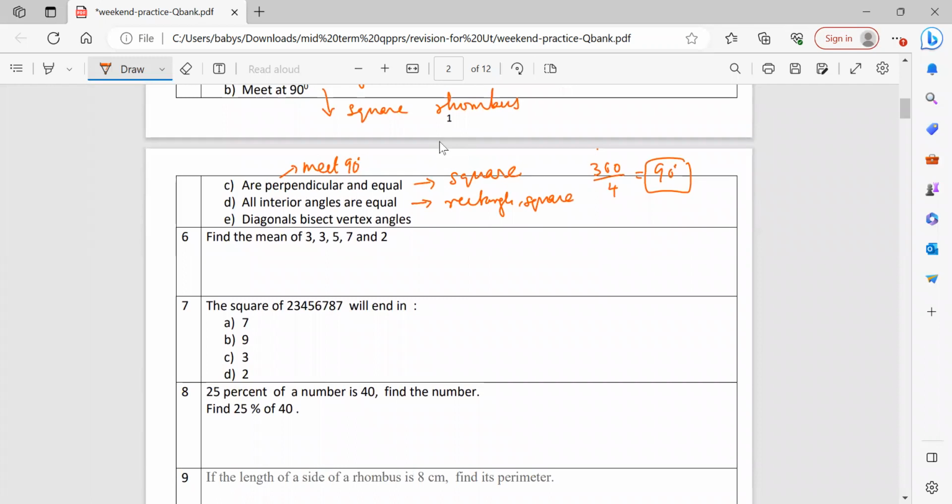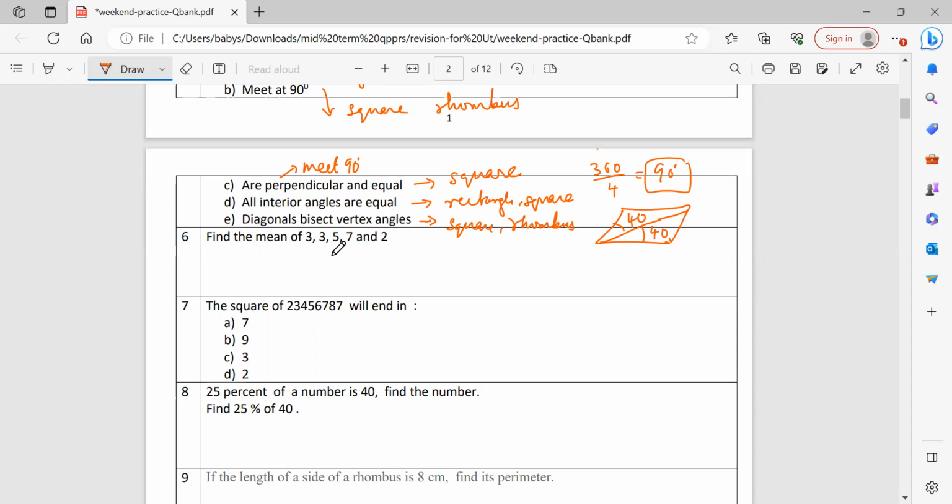Then diagonals bisect the vertex angles. Yes. They bisect the vertex angles, as in if this is 80, this will be 40 and this will be 40, I told you. So that is happening only in two polygons, two parallelograms, I mean. One is your square and the other is the rhombus. We have spoken about this in class.